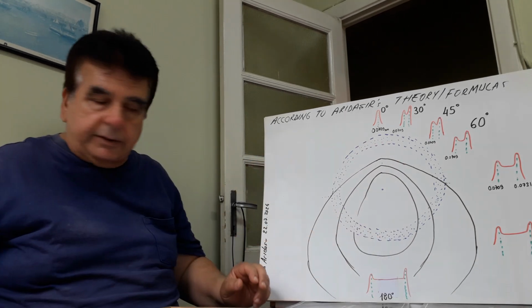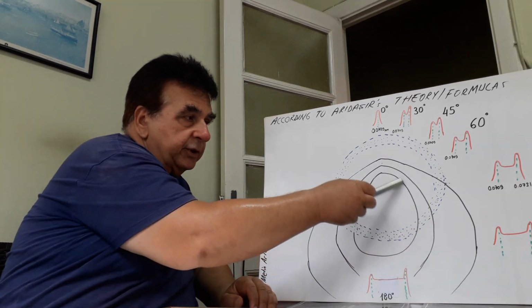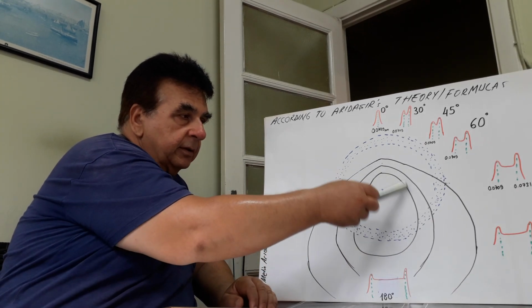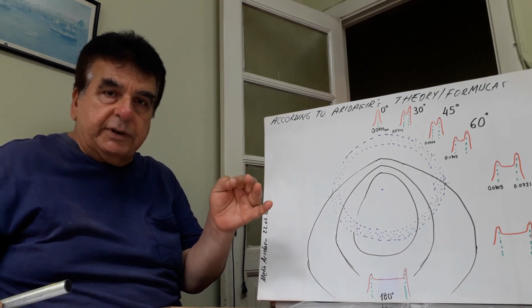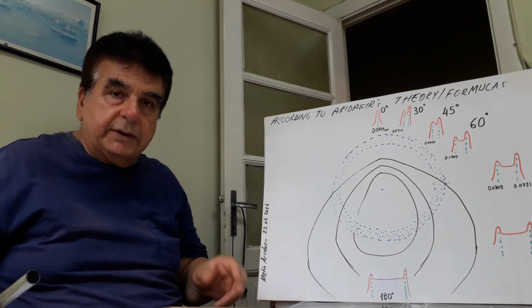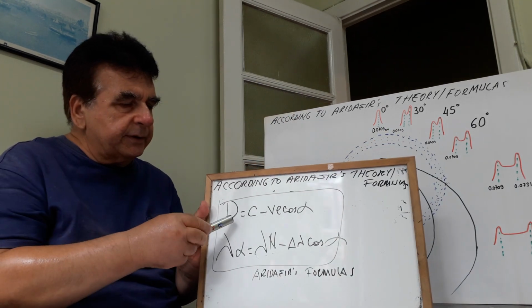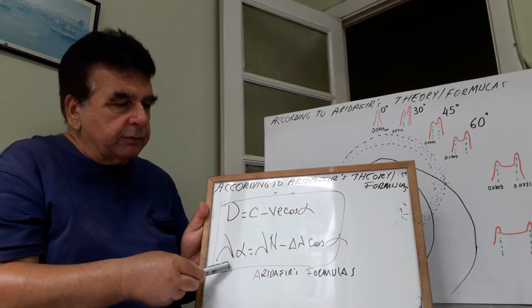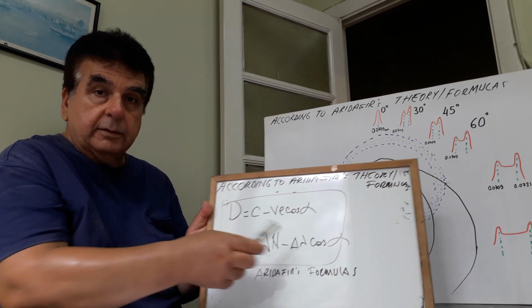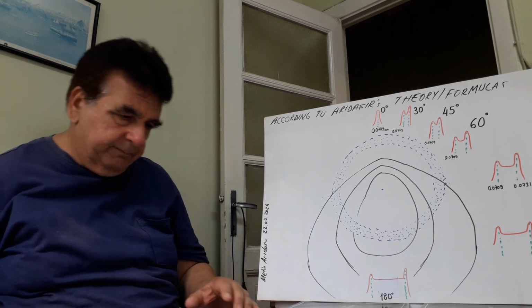Okay, at each point the energy, mass, point energy, and point wave velocity are different. These are my formulas: point wave velocity, point wavelength, for each direction.